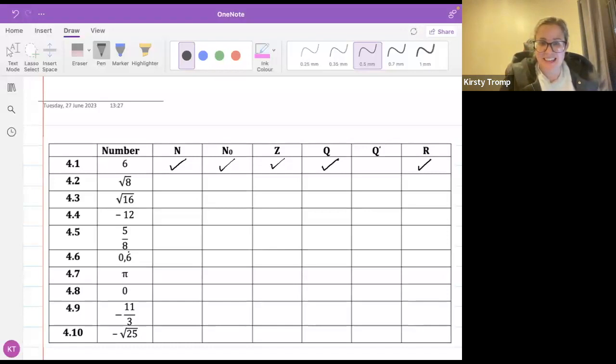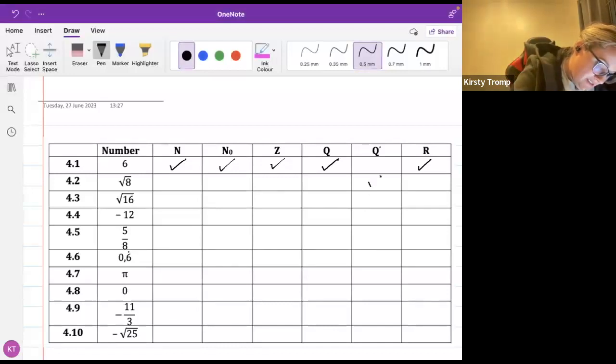Yes. Yinzeka, let's go. What is the square root of 8? Which columns is that going to fall under? It's not a natural number. It's not a whole number. It's not an integer. It's an irrational. It is irrational. Well done. Great. And a real number. And it is a real number.